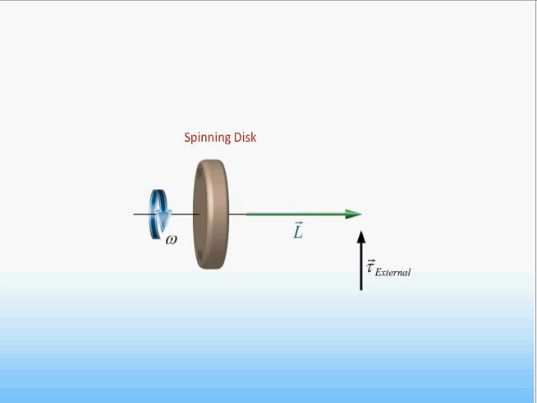We now apply a torque to the spinning disk in a direction that is perpendicular to the axis of the disk. Since this torque is perpendicular to the symmetry axis of the disk, it will not change the angular momentum of the disk about this axis. However, the equation that relates the net external torque to the time rate of change of the angular momentum requires the total angular momentum of the system to change. How is this possible? Well, the answer comes from the equation itself.